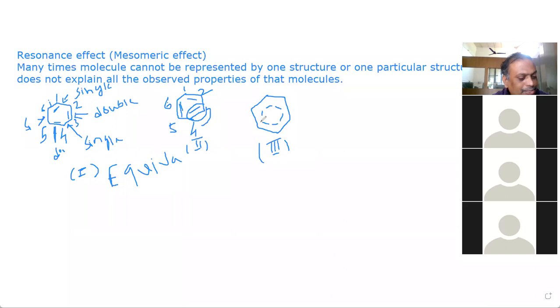Either structure demands the presence of three distinct double bonds and three distinct single bonds. Benzene contains six carbon atoms, so it should have three carbon-carbon double bonds and three carbon-carbon single bonds, alternately. Therefore, benzene should show two types of bond lengths. How many bond lengths will benzene have? Two types of bond length. Why?